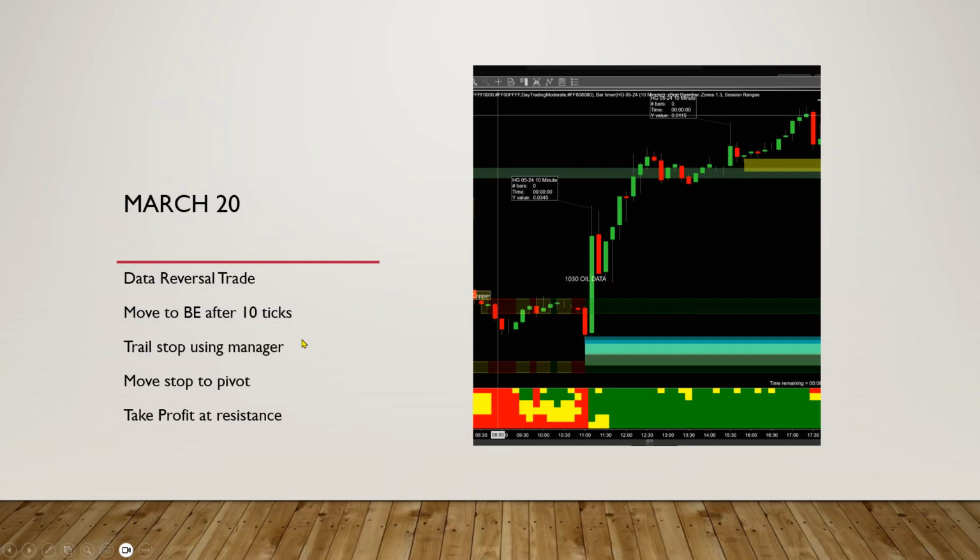March 20th, data reversal here. Move to break even after 10 ticks, trail stop using the manager, move stop to pivot, this pivot here, and then take profit at resistance. So it was a simple trade, more bias to the upside there.